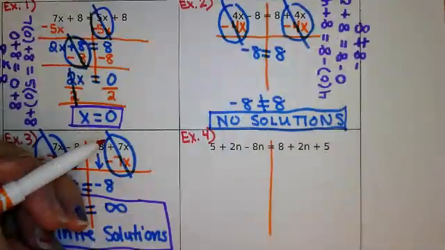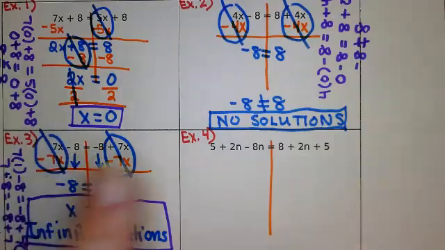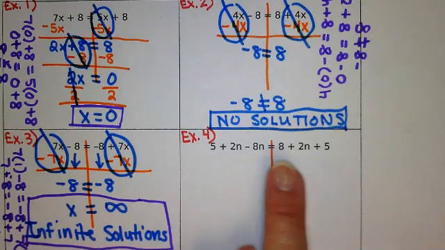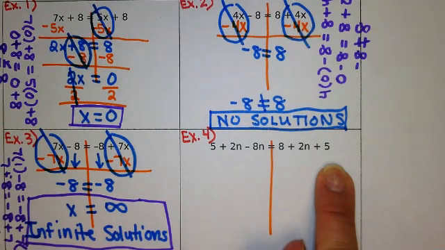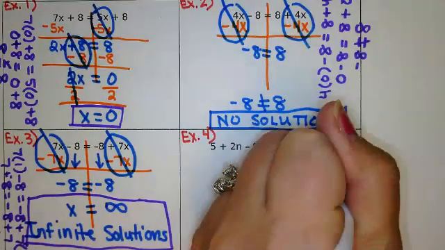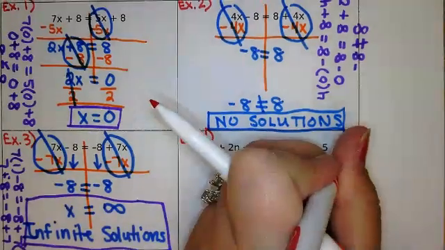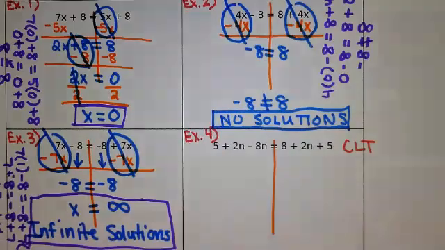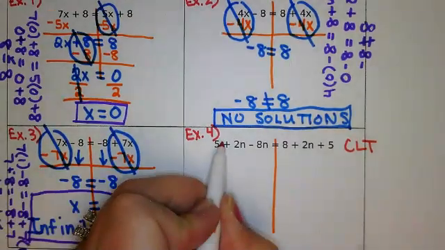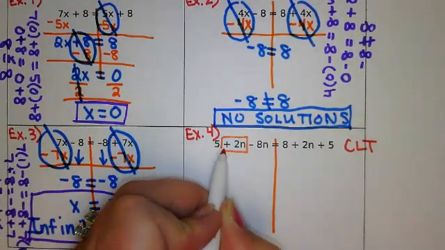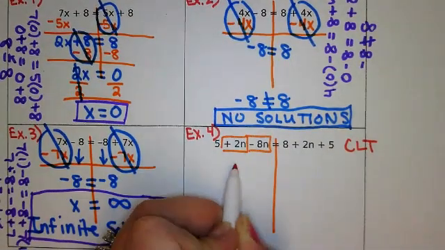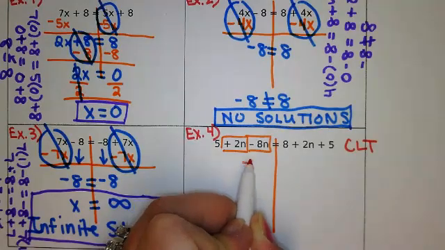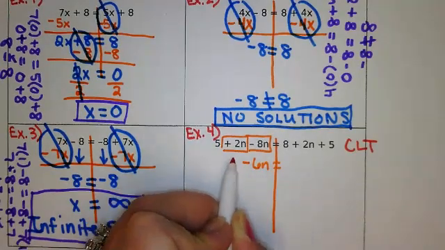I can't just start. I have a lot, okay? So I have combining like terms over here, combining like terms over here. So you need to make sure that you take care of those first. So I'm going to put a little reminder right here of combining like terms, CLT, combine like terms. So I have a positive 2n, a negative 8n, that would equal negative 6n. Don't forget to bring down your 5.